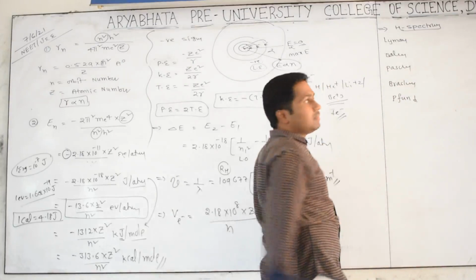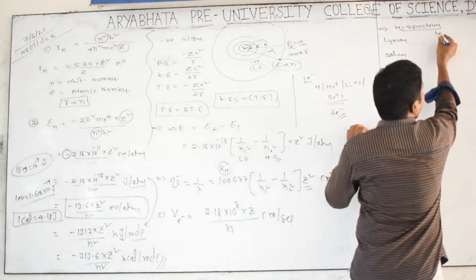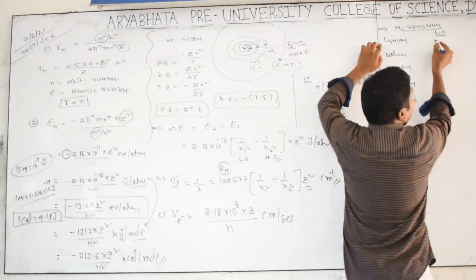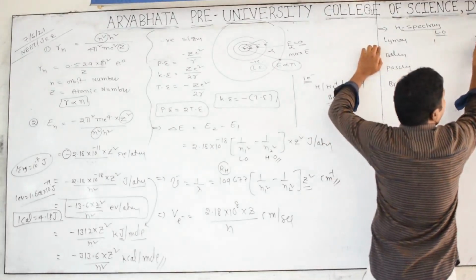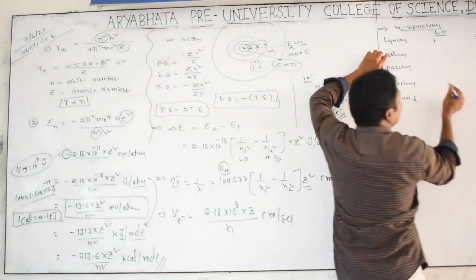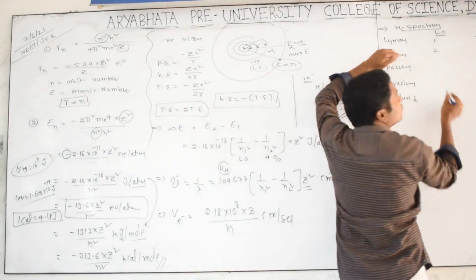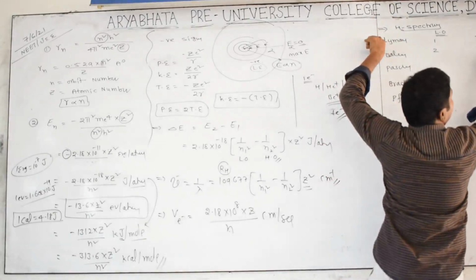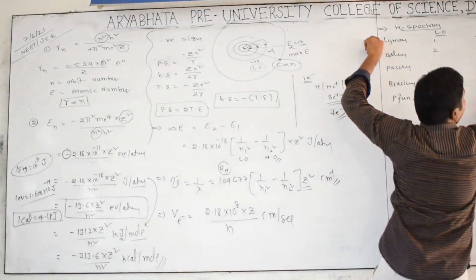Okay, Lyman series means what? Lower orbit and higher orbit. Lower orbit will be 1, higher orbit may be 2, 3, 4 and so on up to infinity. Balmer series means the electron should fall down from any higher level to the second level, but the higher levels are 3, 4, 5 and so on to infinity.